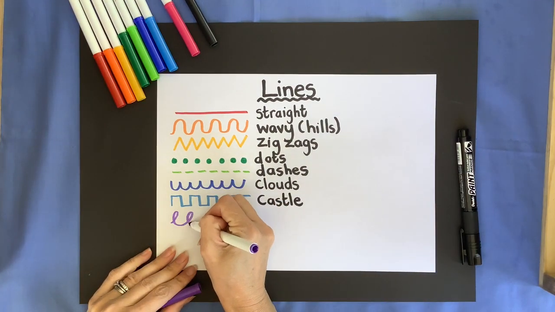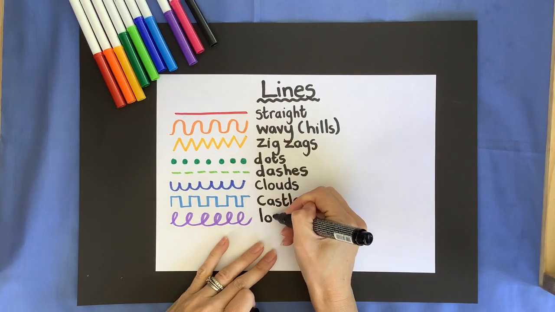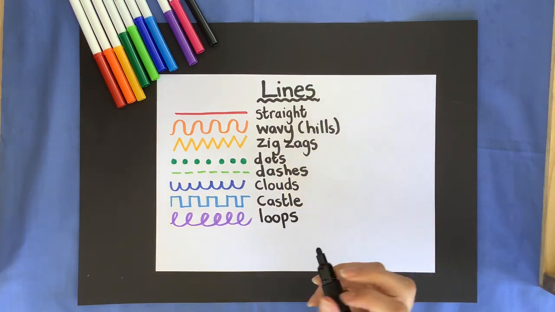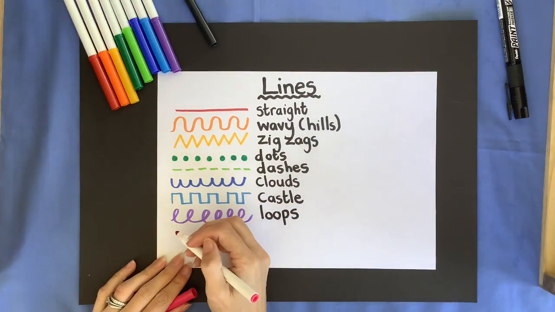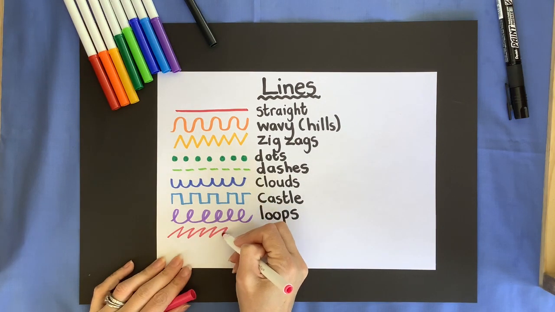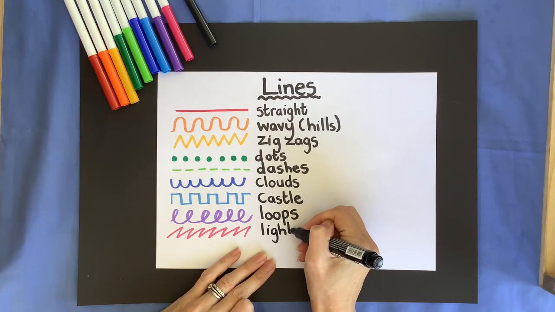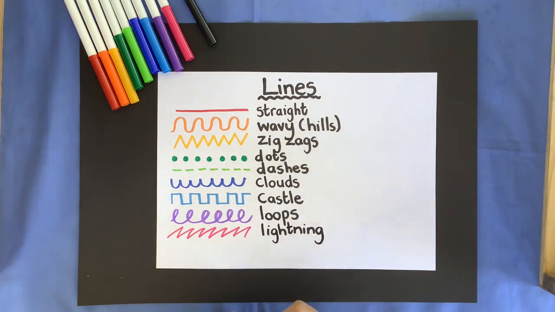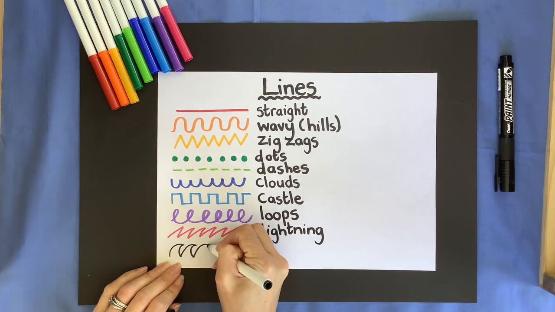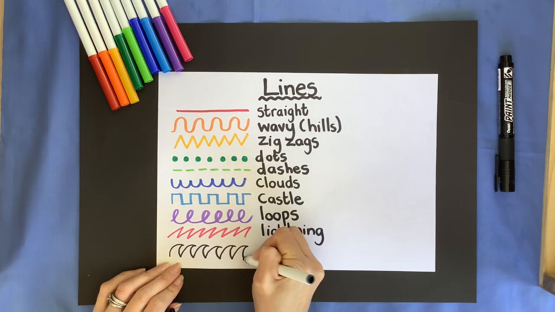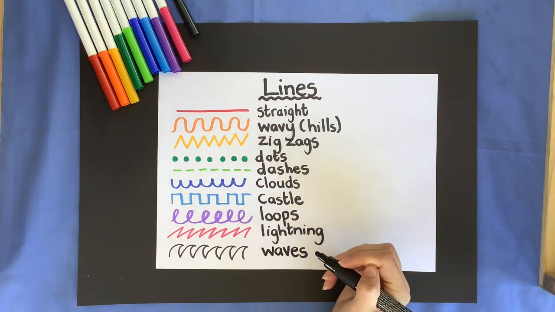What about this next line, loop to loop to loop? I think of a roller coaster when I see all these loops. Now look at this jaggedy line. This line is almost like the sharp teeth of an animal or a lightning bolt. This next line is like the waves of the ocean. Big crashing waves.